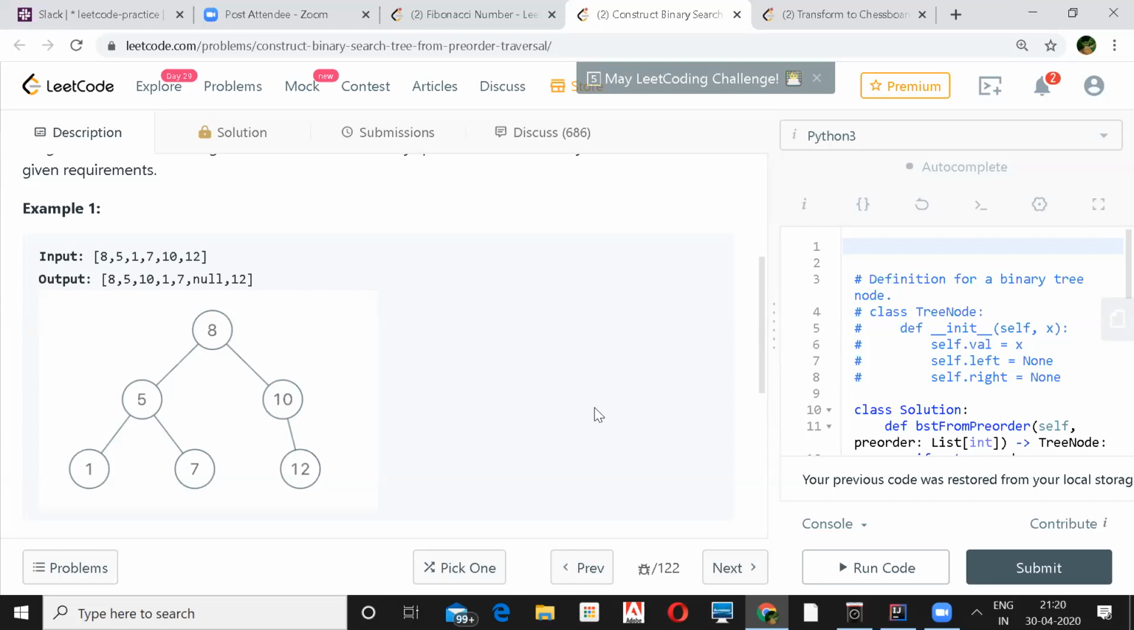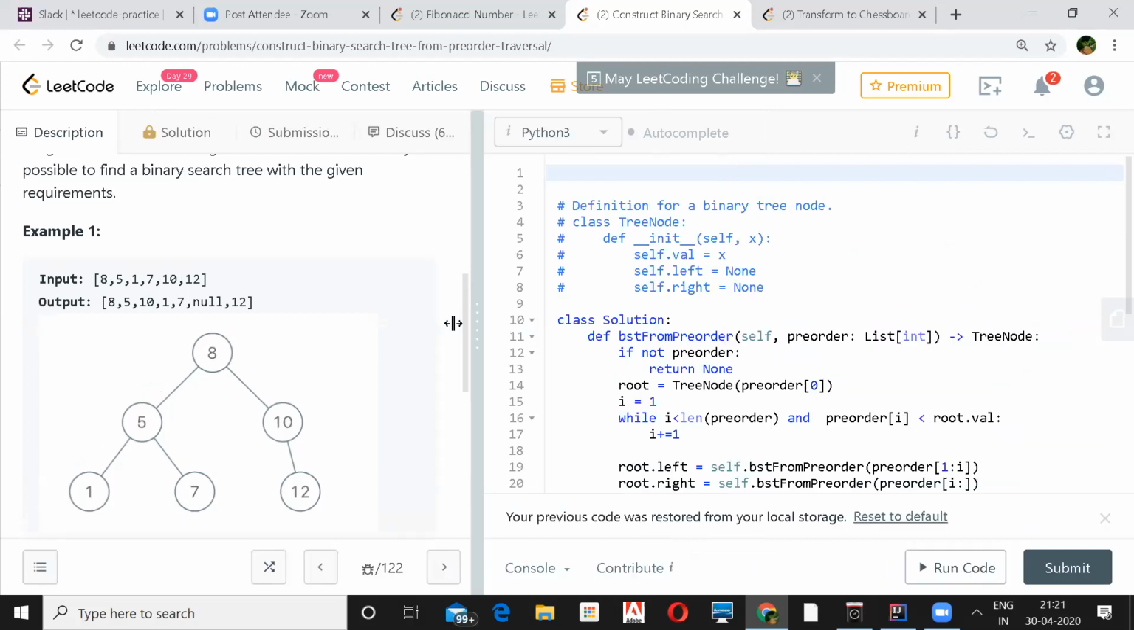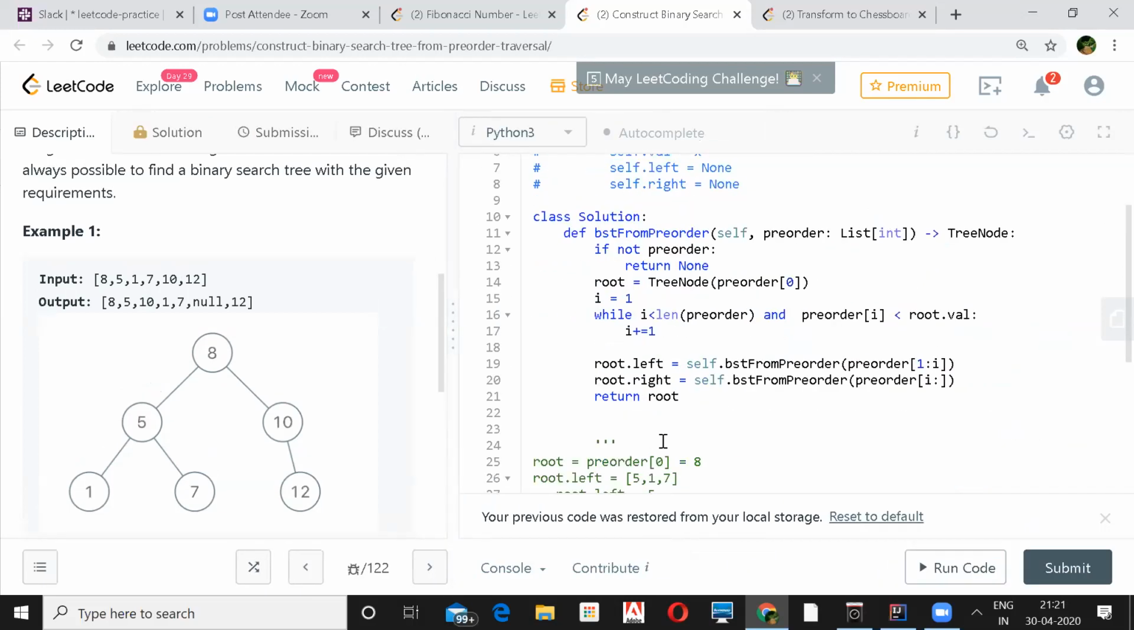Okay. Yeah, I think we could try this. And one more approach: it's a BST, so if you sort the pre-order whatever they have given, you get the in-order traversal, a sorted array. From this array, I did one, I'll share it.